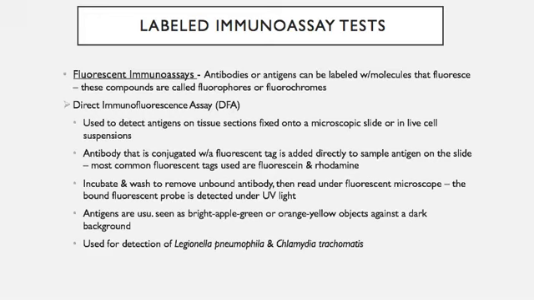You've got an incubate and a wash step. The wash step removes unbound antibody. Then you read it under a fluorescent microscope. The bound fluorescent probe is detected under UV light. So antigens are usually seen as bright apple green or orange yellow objects against a dark background. This method is commonly used for detection of Legionella pneumophila and Chlamydia trachomatis.